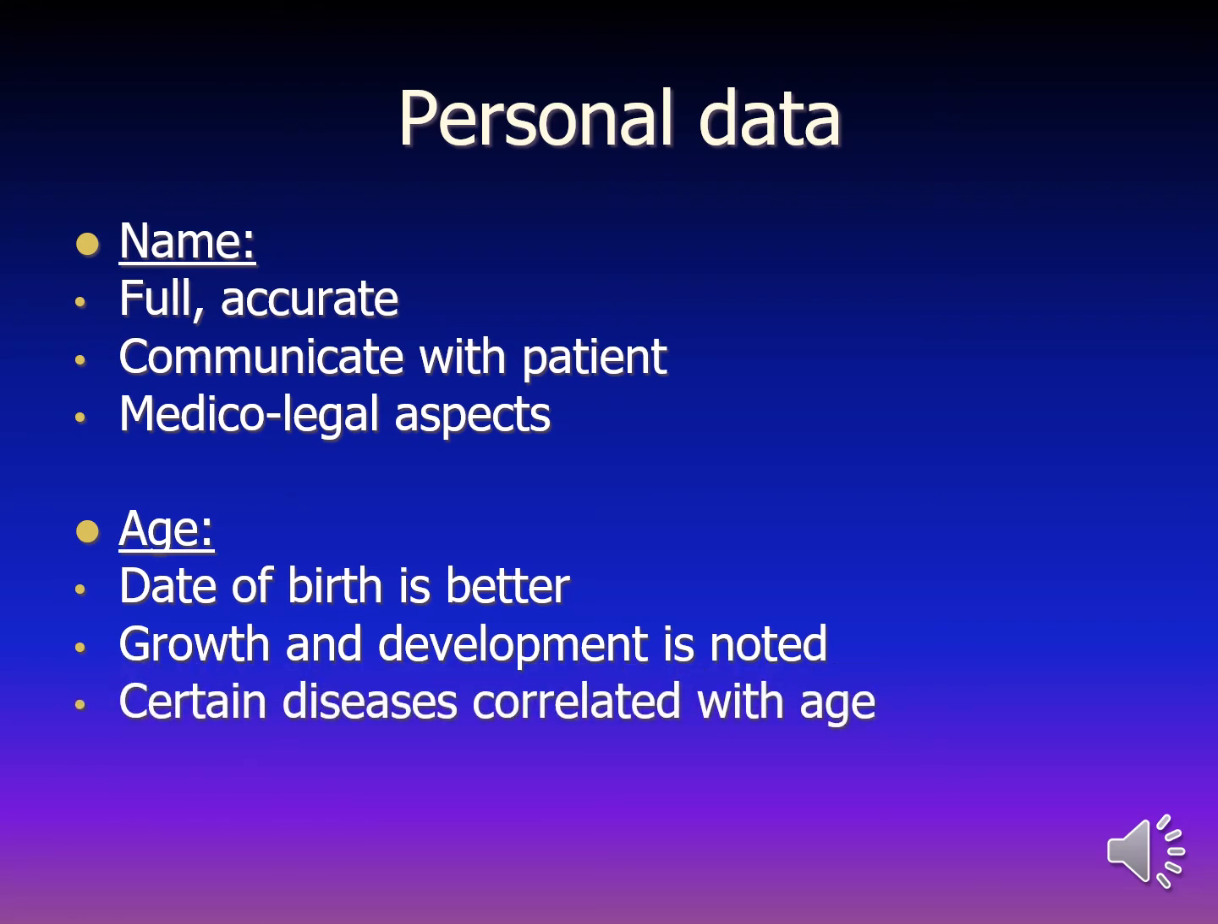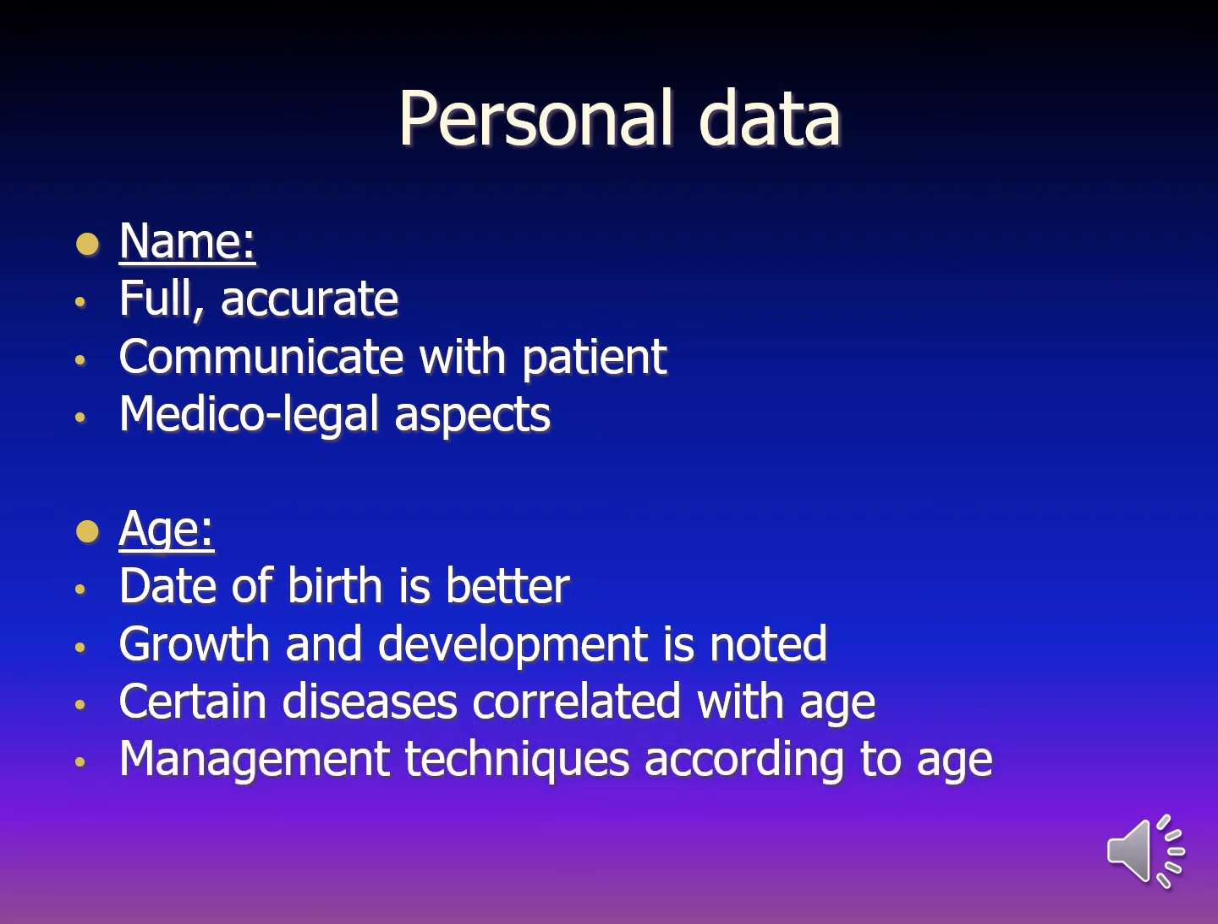Certain diseases correlate with some ages. Poliomyelitis is in young age only. Cancer is common in old ages. Management technique is according to the age. If the patient has thyrotoxicosis and he is 20 or 25 years old, it's better to have surgery. But if he or she is 50 years old, you can treat with radioactive iodine to abolish the thyrotoxic manifestation.